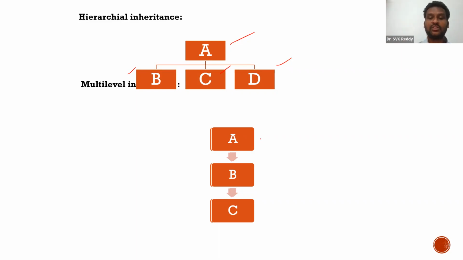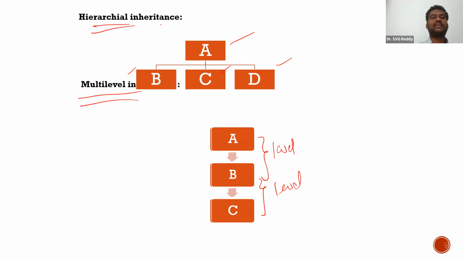What is multi-level? Between A to B there is one level, and between B to C there is another level. Maybe A is the grandfather, B is the father, and C is the son or daughter. Grandfather, father and son. If there is more than one level, we call it multi-level. Here it is only one level. The above one is hierarchical.